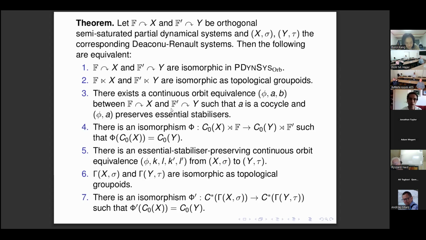And then there's another way of looking at the graph C*-algebras, this dynamical system, where you look at the boundary path space of the graph, and then you have the shift map. What we are doing here is just generalizing this to any kind of system where I have this action of the free group, which is orthogonal and semi-saturated.